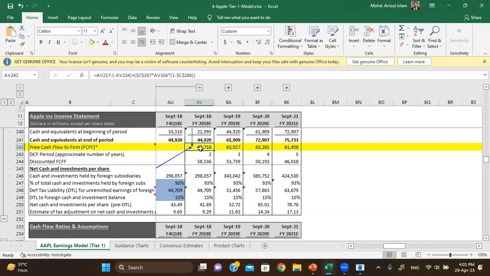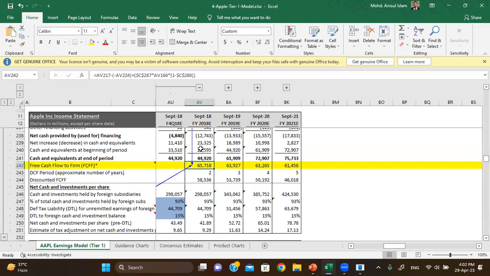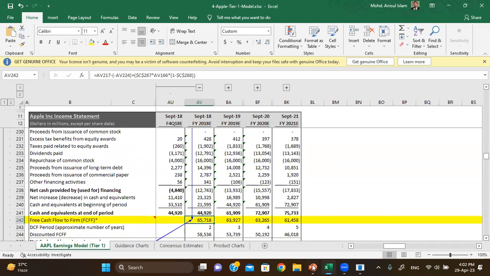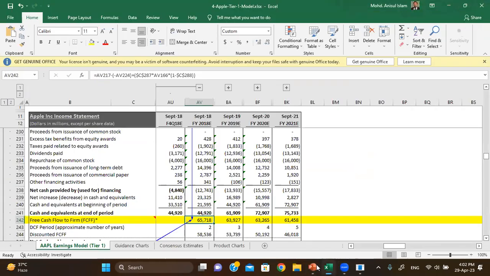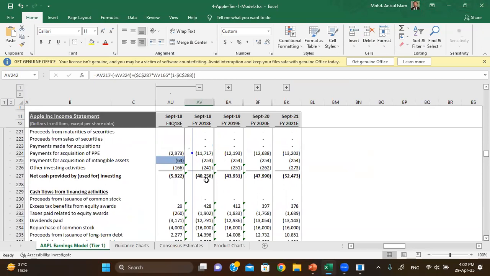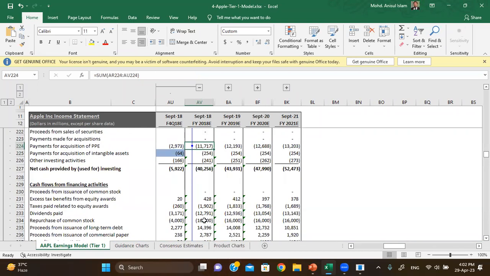Then the next item is for capex. Okay, next item is for capex FV 224. So let me show you. FV 224 is here. You see?